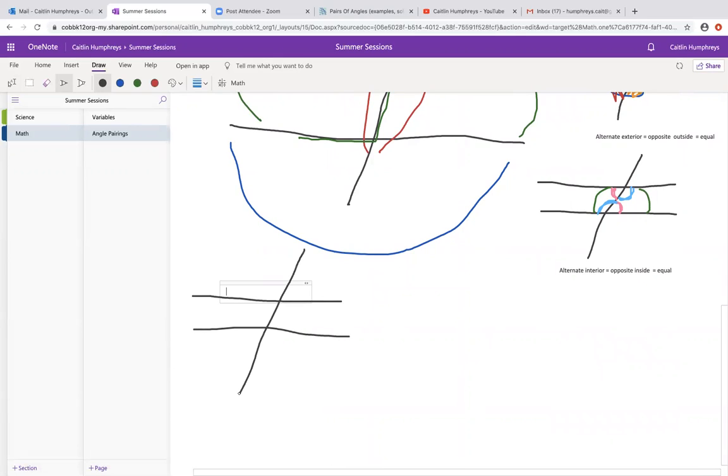All right, so let's look at same side exterior. Ms. Humphreys is struggling today. All right, exterior, we know we're on these angles. And what do you think it means to say same side? Oh my gosh, you guys are so smart. It's the same side of the vertex of this angle right here. So it's gonna be that one and it's gonna be this one. Those are gonna be the same.